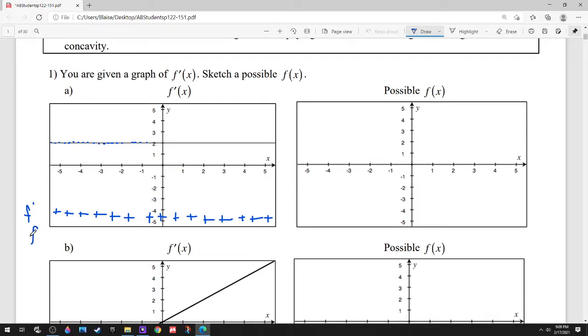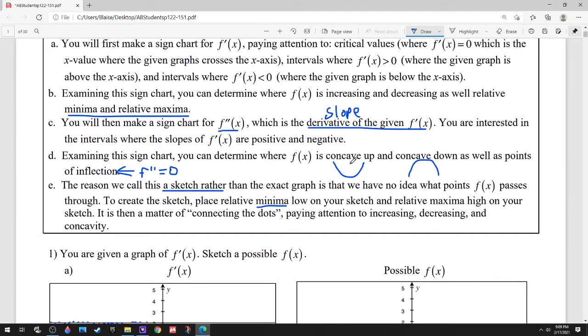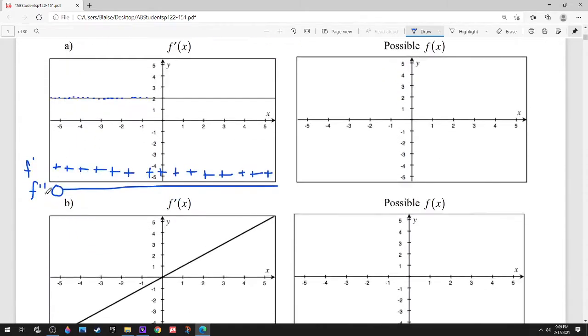Well, hold on. What's f double prime? Why did I draw that line there? F double prime. All right, what's the slope of this that we see here? The slope is 0. So I'm just going to draw a 0 and go the whole way. This has no concavity. It doesn't look like a cup. It doesn't look like a frown. It is completely flat.